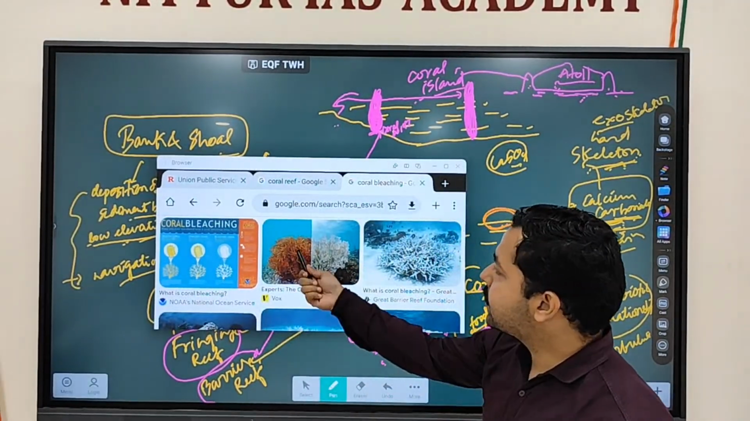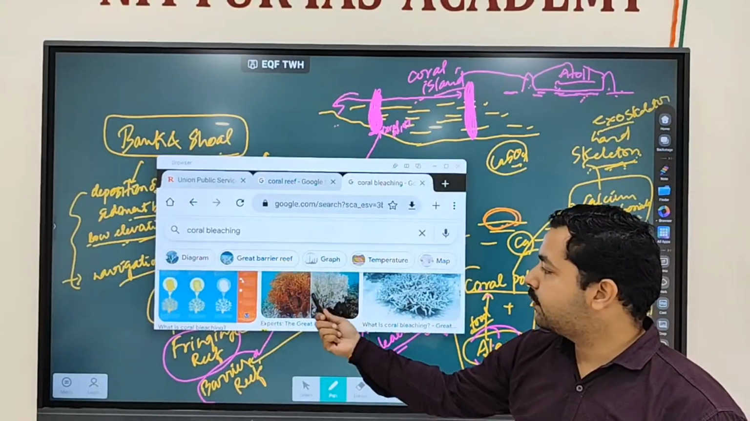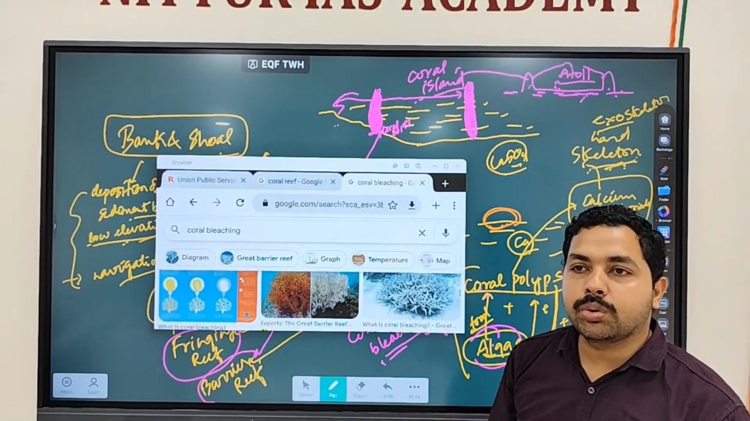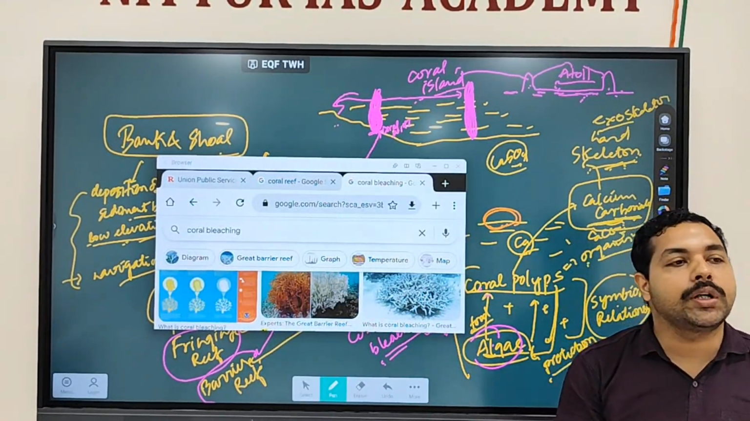Now you can see this is how the corals were there. Now this is how they are looking. So this phenomenon is referred to as what? This phenomenon is referred to as coral bleaching. Corals losing their colors is referred to as coral bleaching. Corals are devoid of any colors.